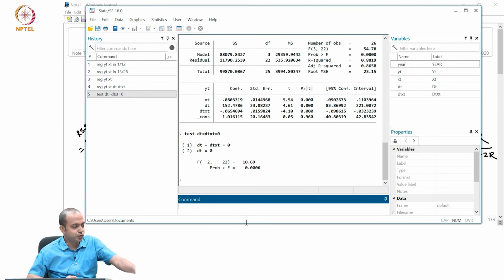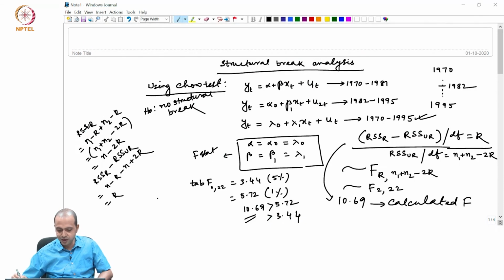So, F is following 2 and 22 degrees of freedom as we have discussed in the context of Chow, and the value is also matching, and the probability greater than F, the p value, is 0.000006, which is highly significant. In that context also we showed that it is significant even at 1% level. 10.69 is greater than 5.72, it is significant at 1% level.